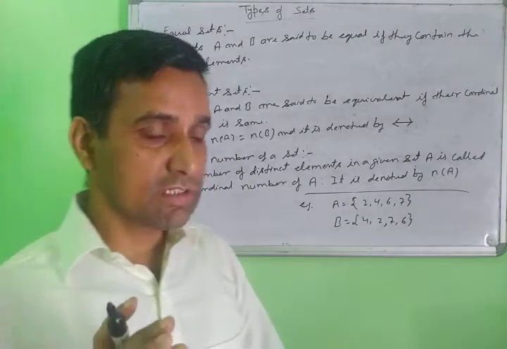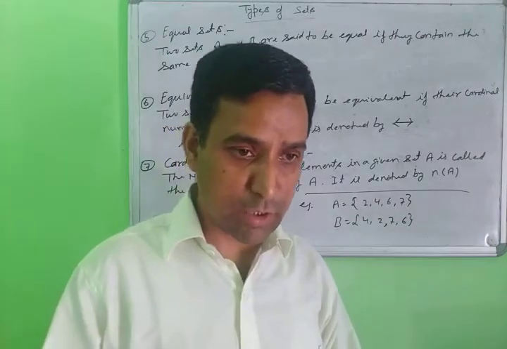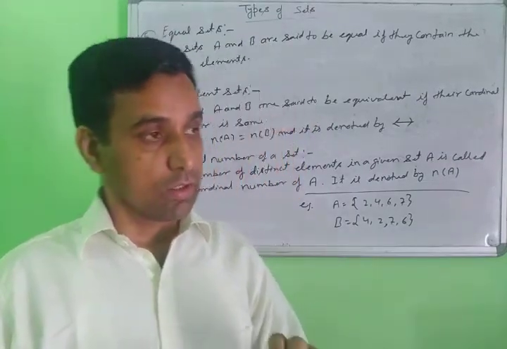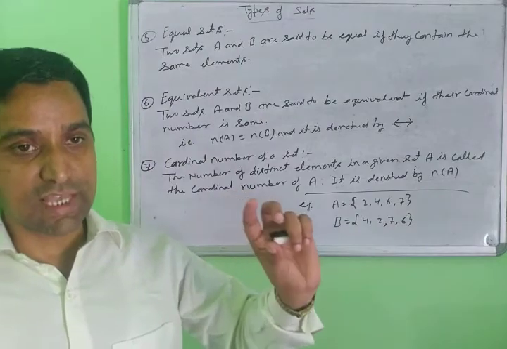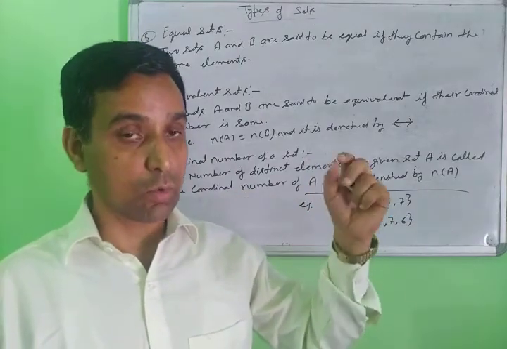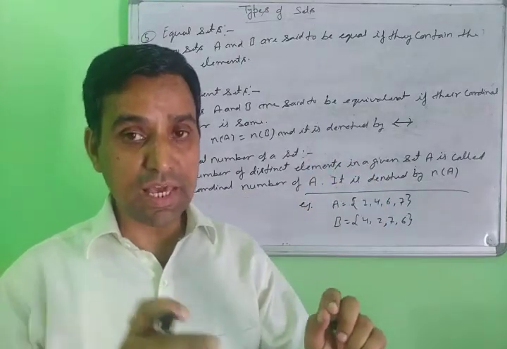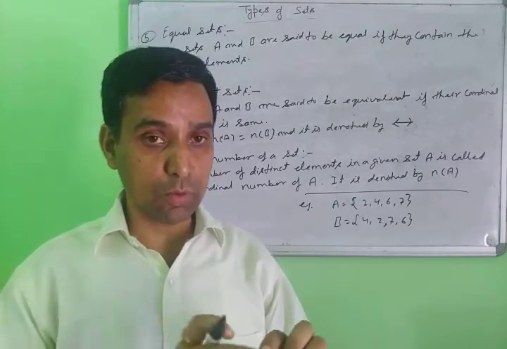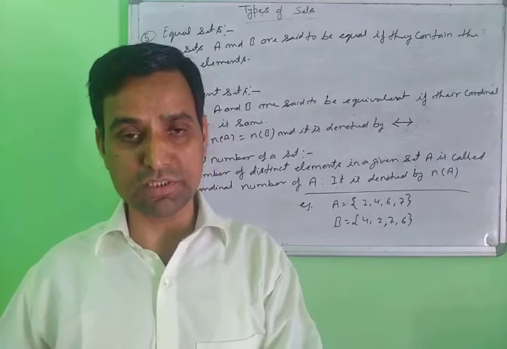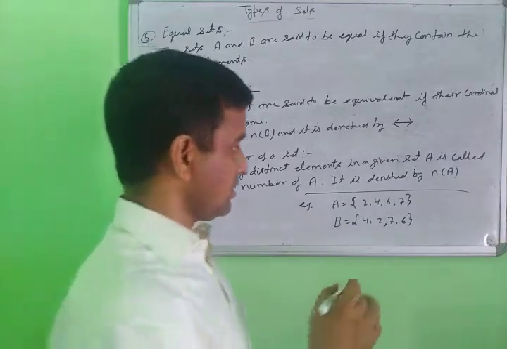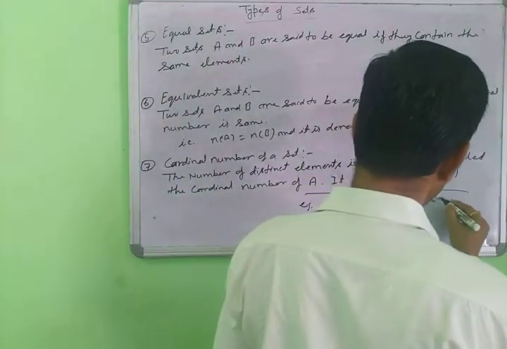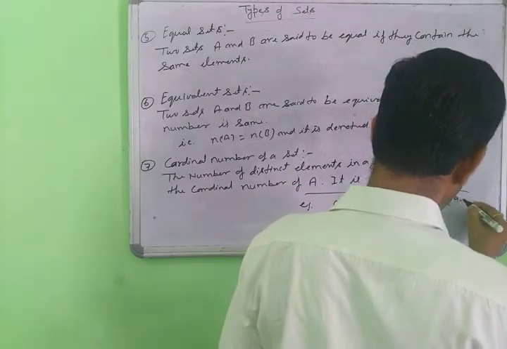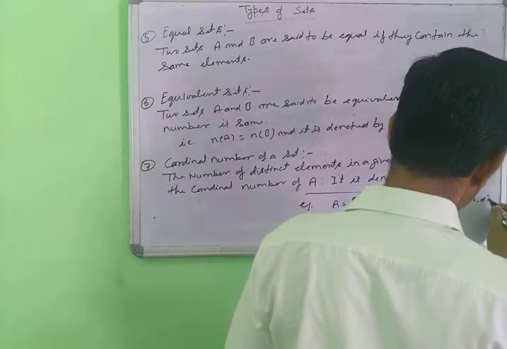Next are equivalent sets. Equivalent sets also compare two sets, not a single set. It means those two sets do not necessarily have the same elements, but the number of elements is the same. Both sets have the same cardinal number. Look here, suppose I am writing a set C here also. I am writing here A, B, C and D.